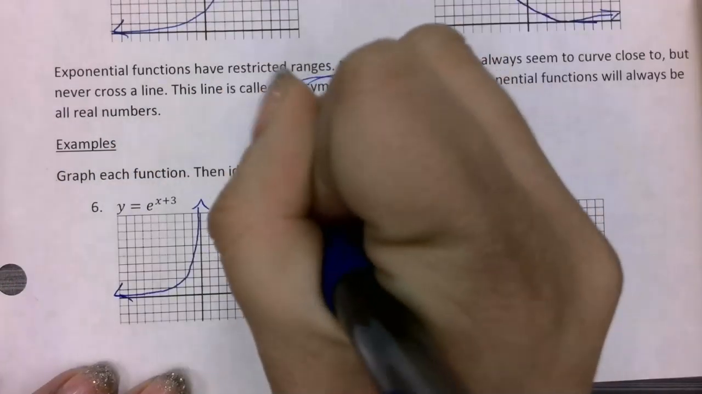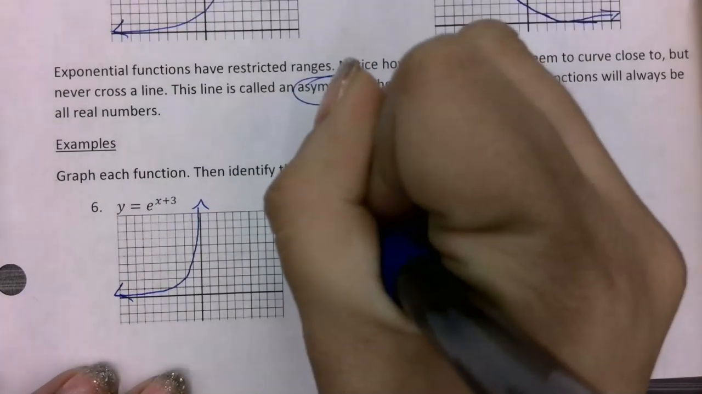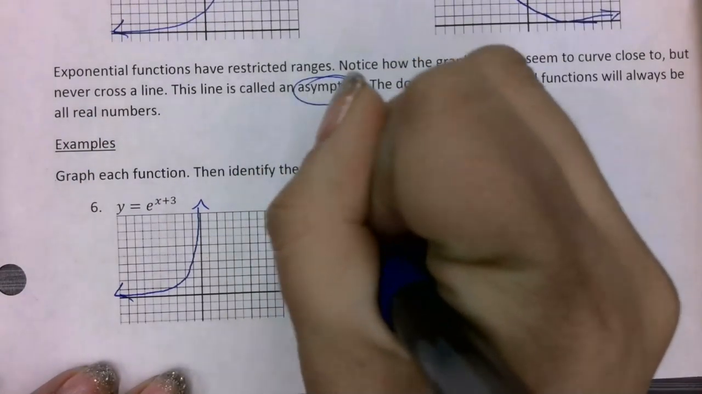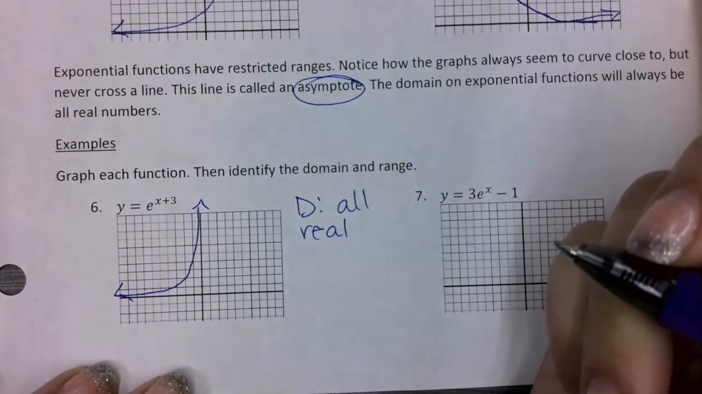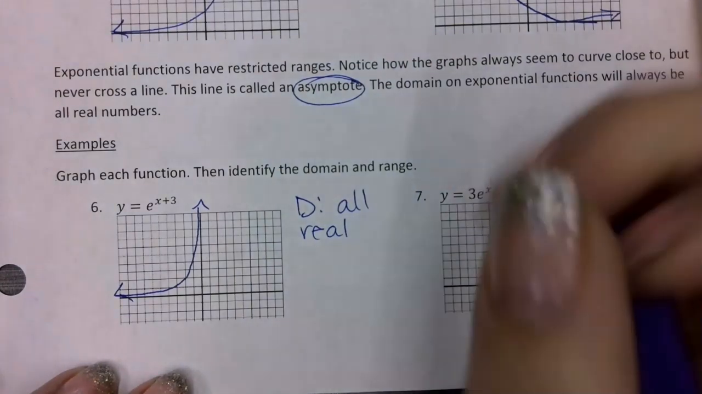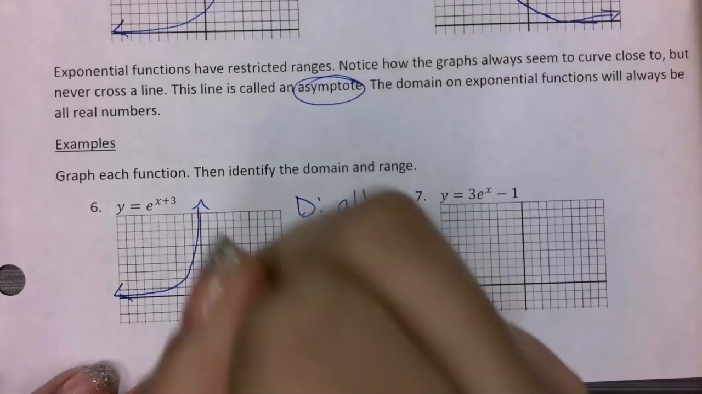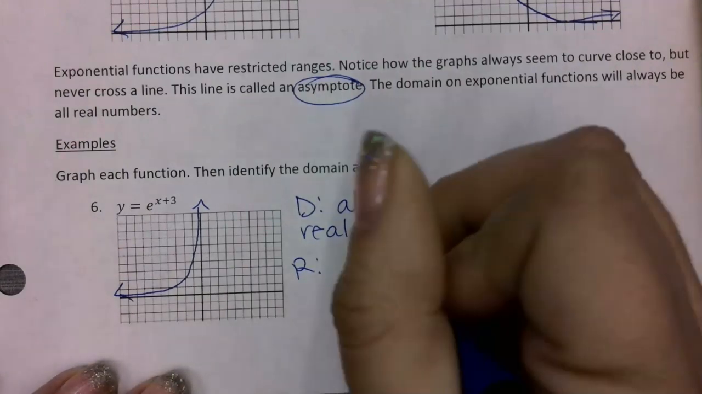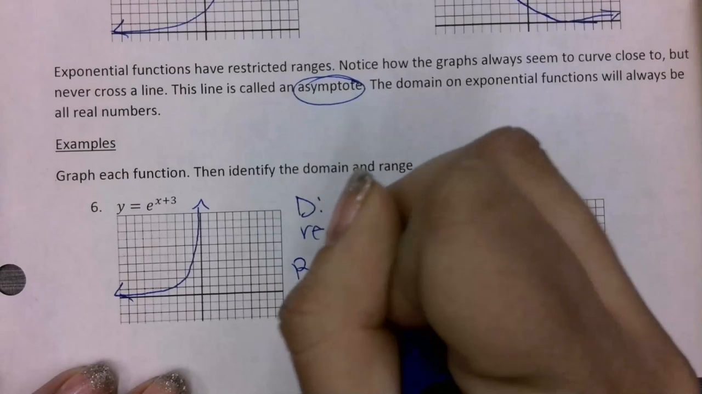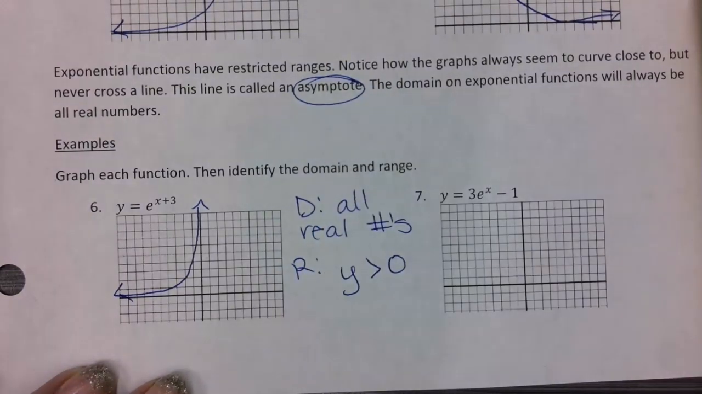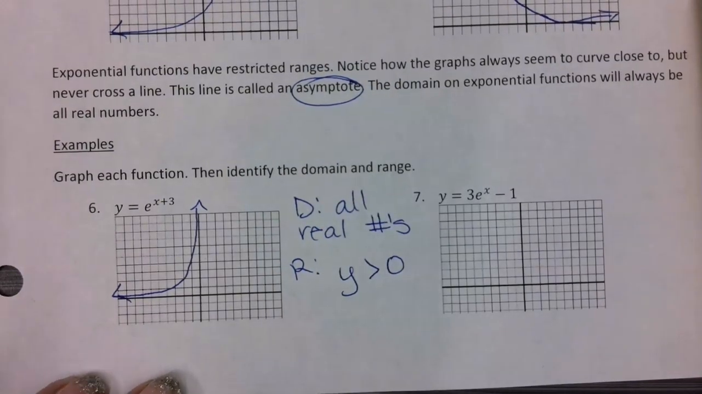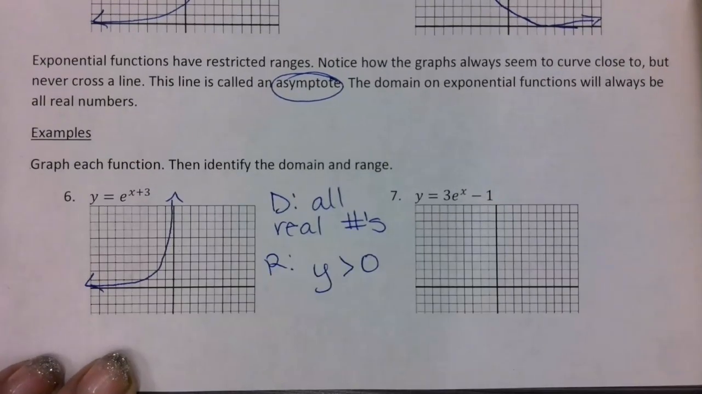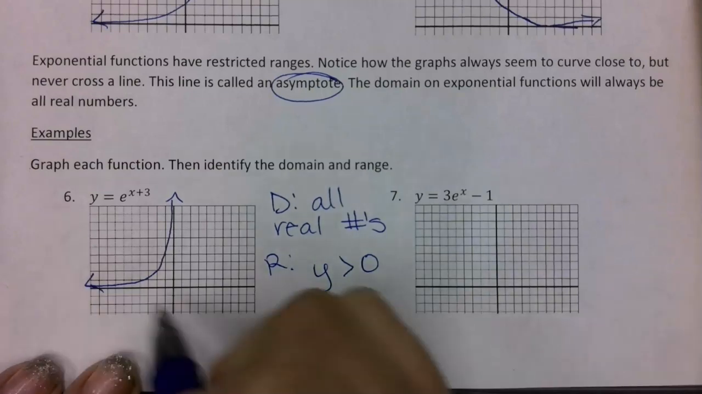Okay, so what would my domain be? All real numbers. The only times it's not all real numbers is when we're working with square roots and fourth roots. Okay, what about my range? I told you this line is y equals 0. It doesn't cross it. Just greater than, because it doesn't cross it. So it doesn't include 0. If it was curving down.